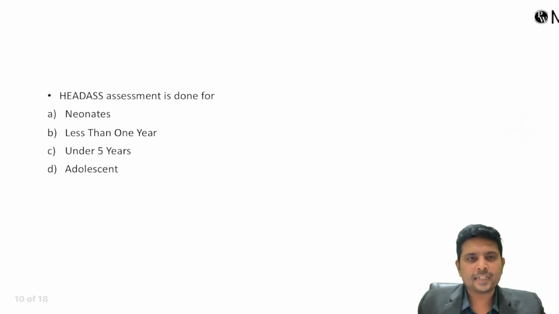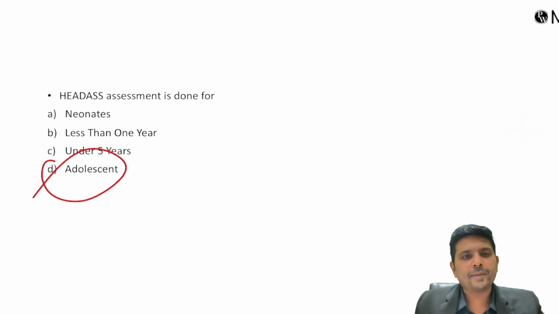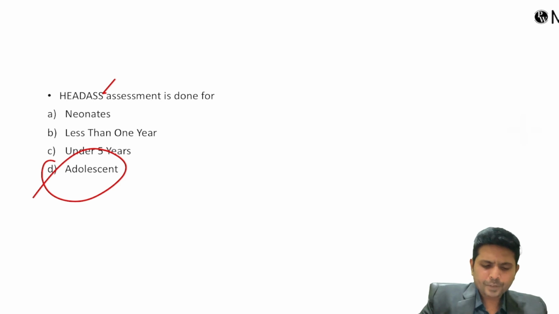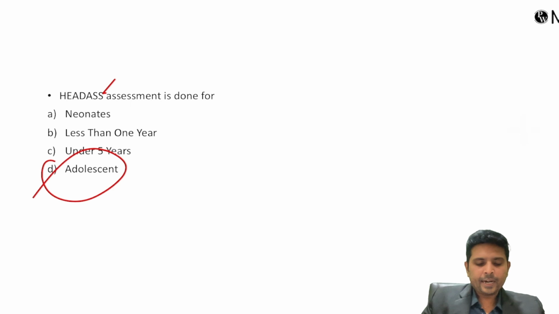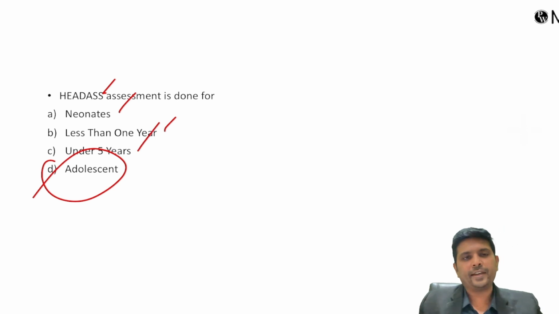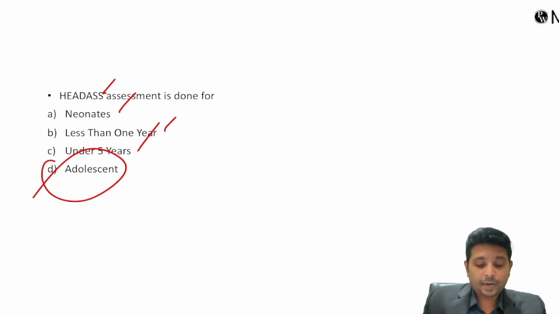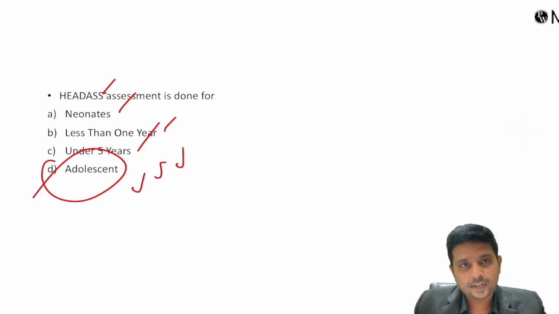Next one, HEADSS. Assessment is done for what? Adolescents. HEADSS is mainly meant for adolescents. It includes suicidal tendencies and so many things with regard to adolescents. It is not mainly concerned with the neonate, less than 1 year, or under 5 years. It is mainly meant for assessment in the adolescent clinic.